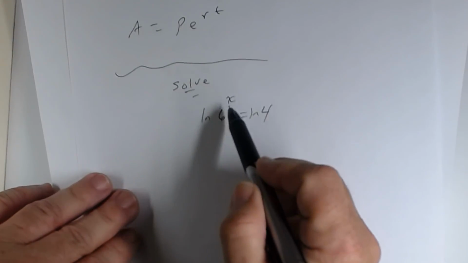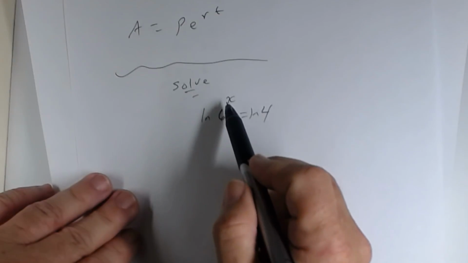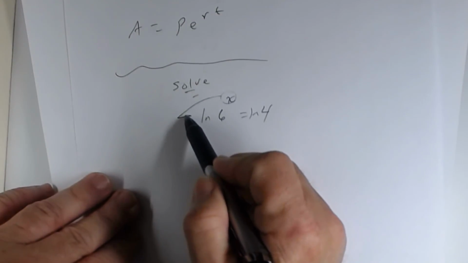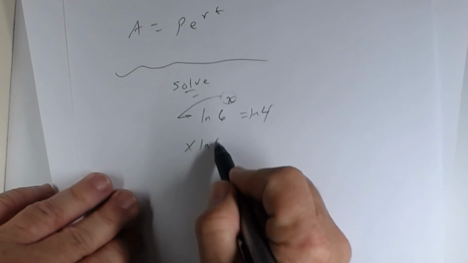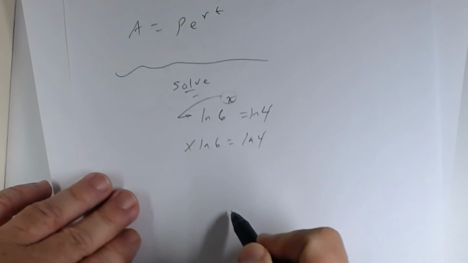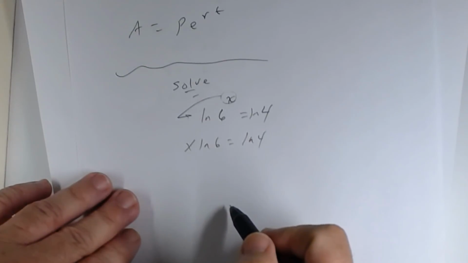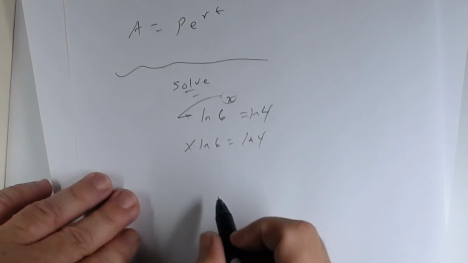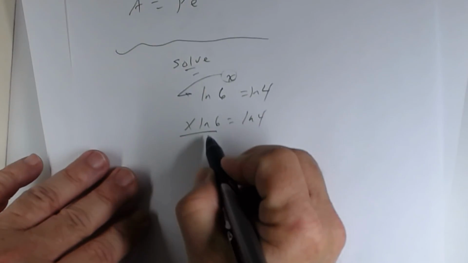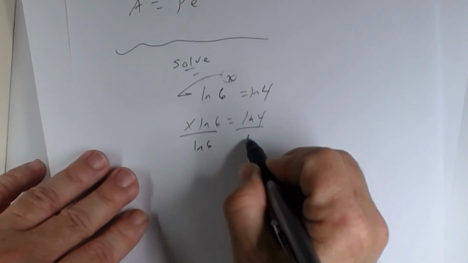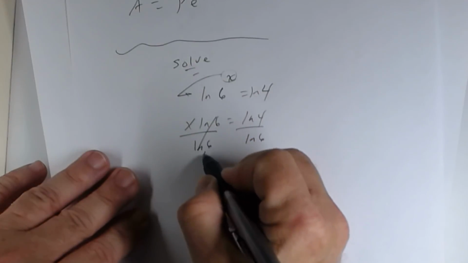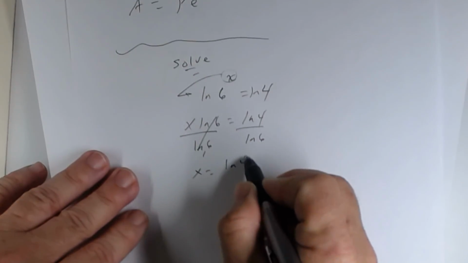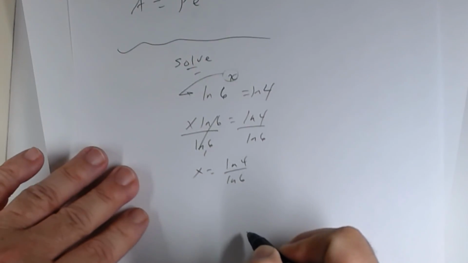So what do you do to this x now? Put it in front. That's the power rule. So we get x natural log of 6 equals natural log of 4, correct? Now what? How do you get x by itself? Divide by the natural log of 6. And so x equals natural log of 4 divided by the natural log of 6.